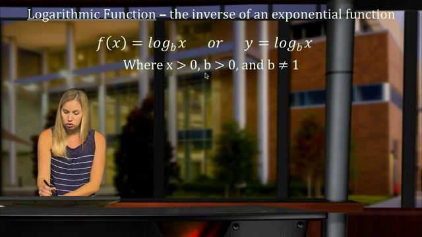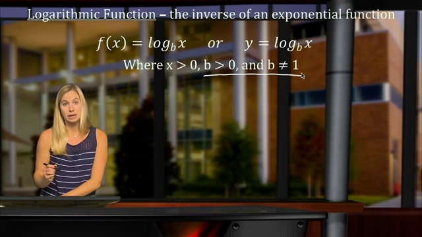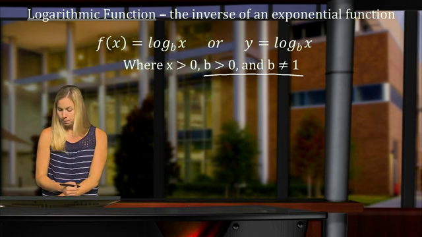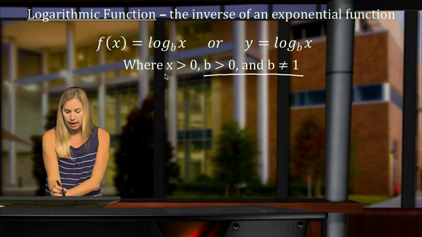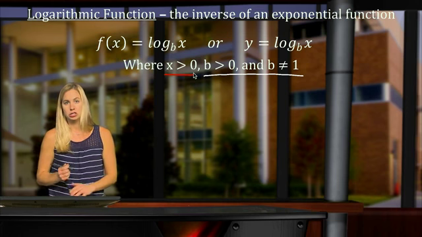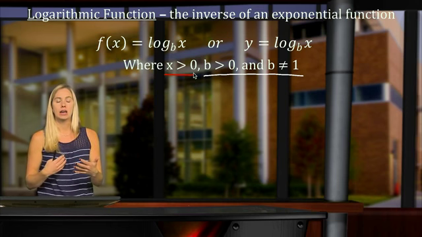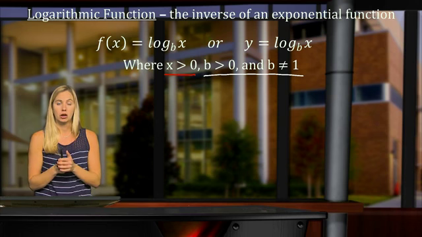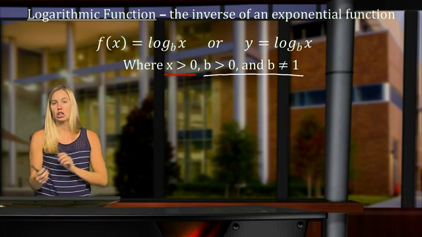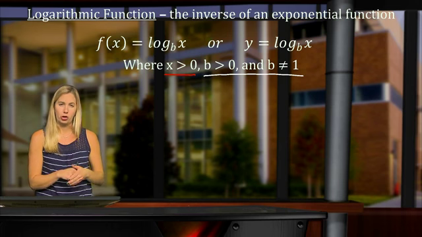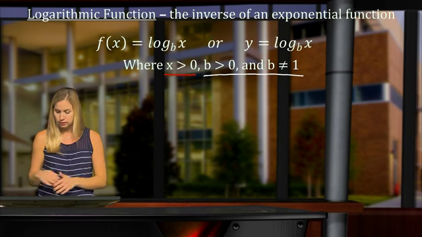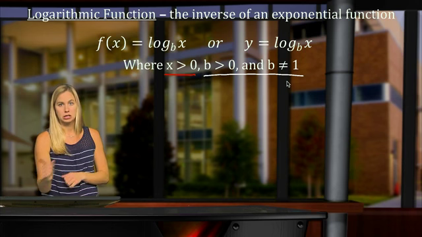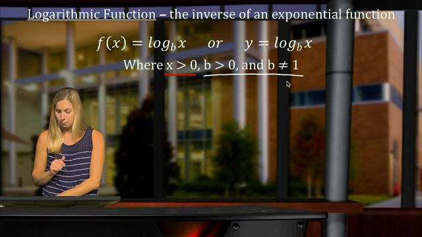Now it has the same restrictions on b that we had for our exponential functions, so b must be greater than 0, b cannot equal 1. And now we have a new restriction that x must be greater than 0. And that comes from that inverse relationship between our exponential functions and our logarithmic functions. We're going to look at that in just a second when we start talking about all the characteristics of our log functions. But it is important to remember that x must be greater than 0, and then we still maintain those restrictions on our base.